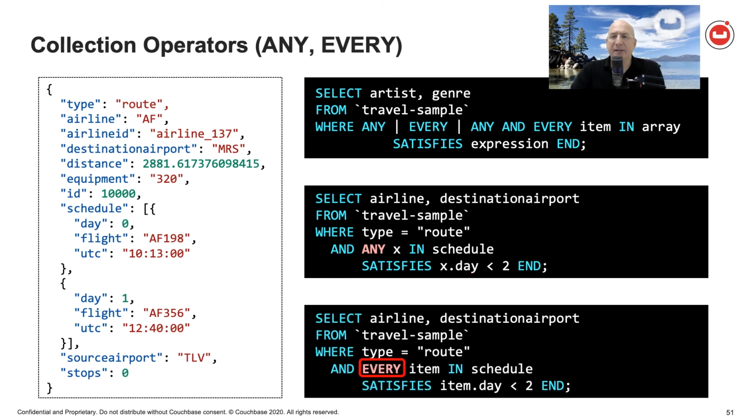Here's the same query, but now we're using the clause every instead of any. That indicates that we'd like all the elements of the array to have a value in the day field that is less than 2. If there is one single item in the array that has a value in the day field which is equal to or greater than 2, then the document will not be selected.